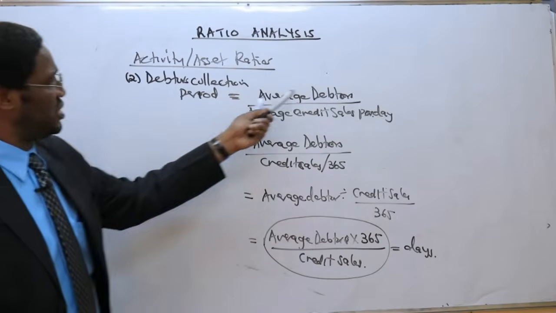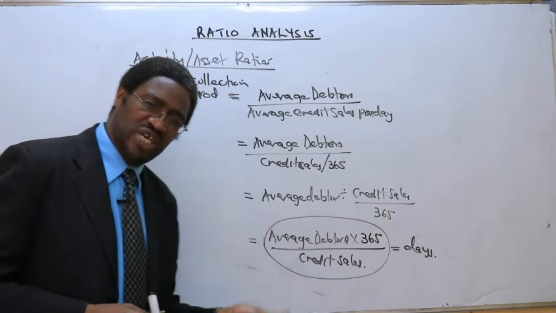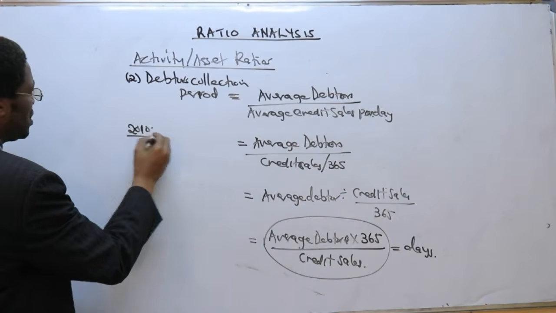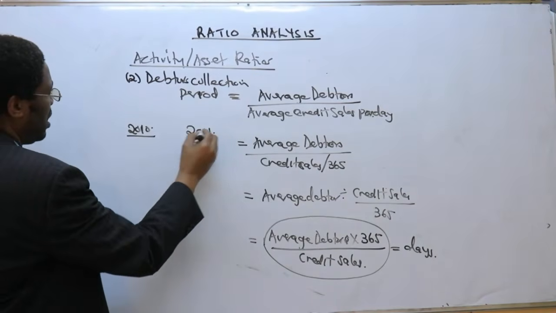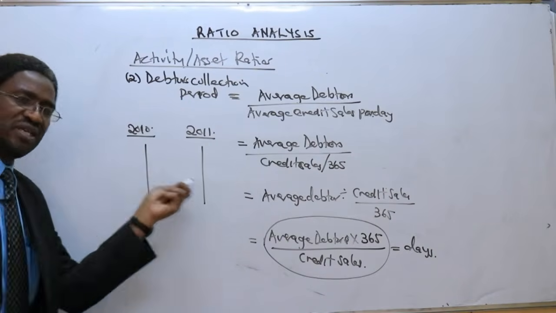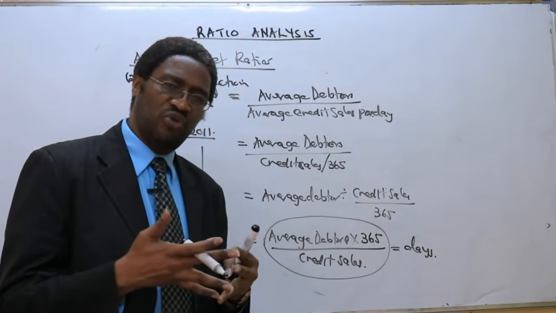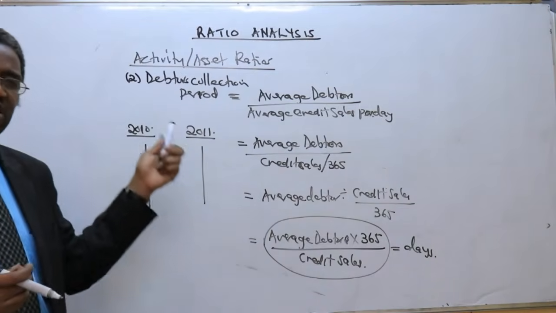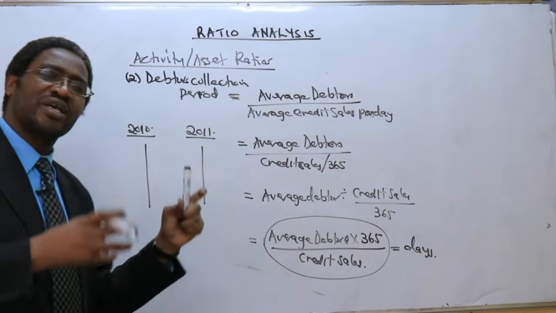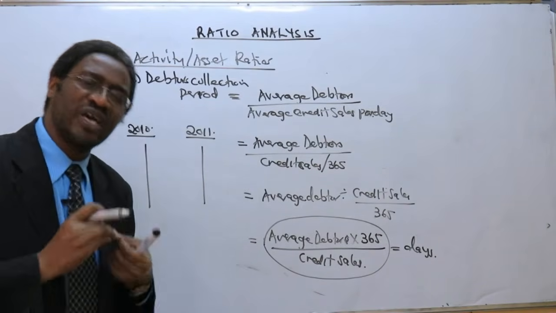To get average debtors, of course, in most questions the examiner will give you two statements of financial position. One may be for the year 2010 and another one for the current year, which I'm assuming is 2011. So you get the debtors last year, get the debtors this year, and get the average of those two. Add the two and divide by 2 to get the average debtors.